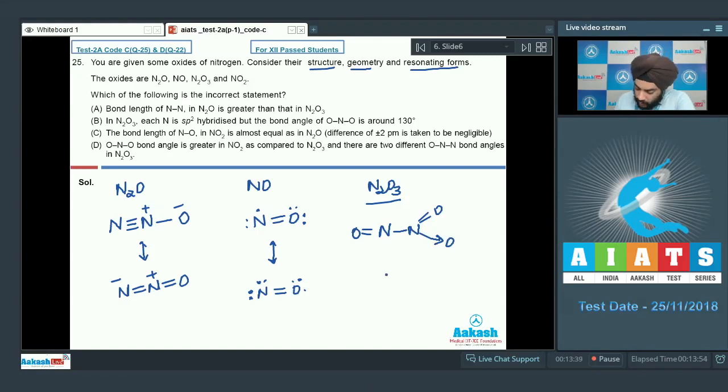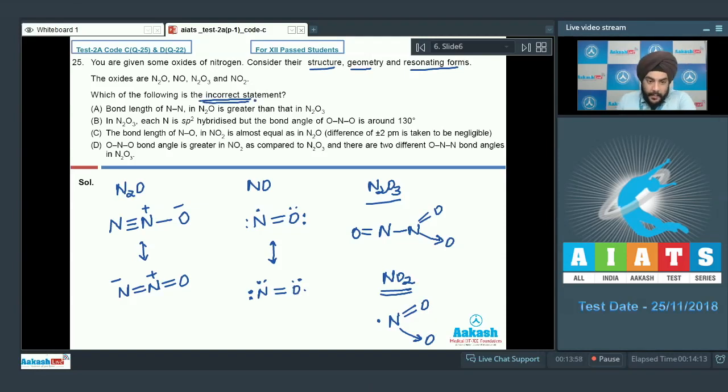And lastly, we have NO2. So the NO2 structure also has an odd electron. So now let us look at the options. The examiner is interested in knowing the incorrect statement.